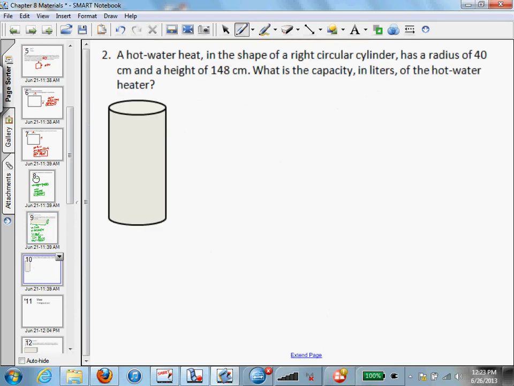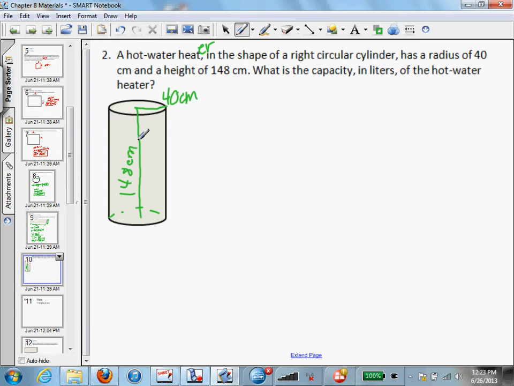Okay, and the last problem before we get into the next section has a hot water heater, in the shape of a right circular cylinder. It has a radius of 40 centimeters and a height of 148 centimeters. What is the capacity in liters of the hot water heater? Okay, so our radius for this is going to be 40 centimeters, with the height being 148 centimeters.